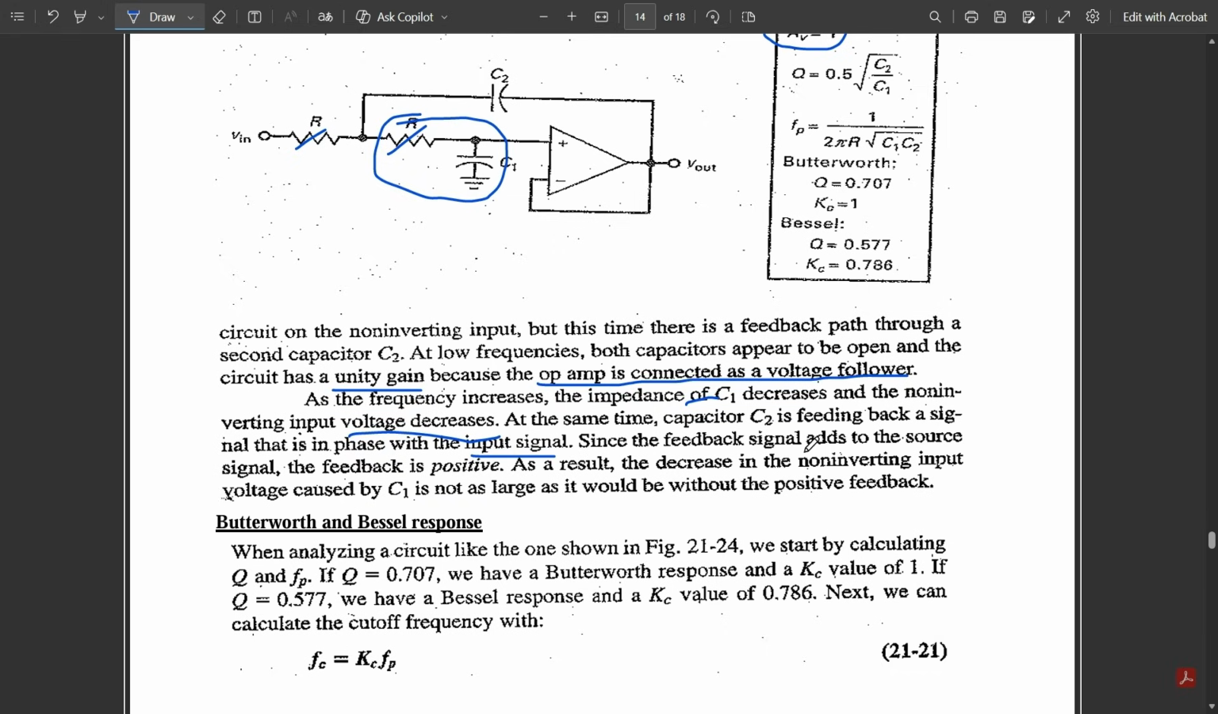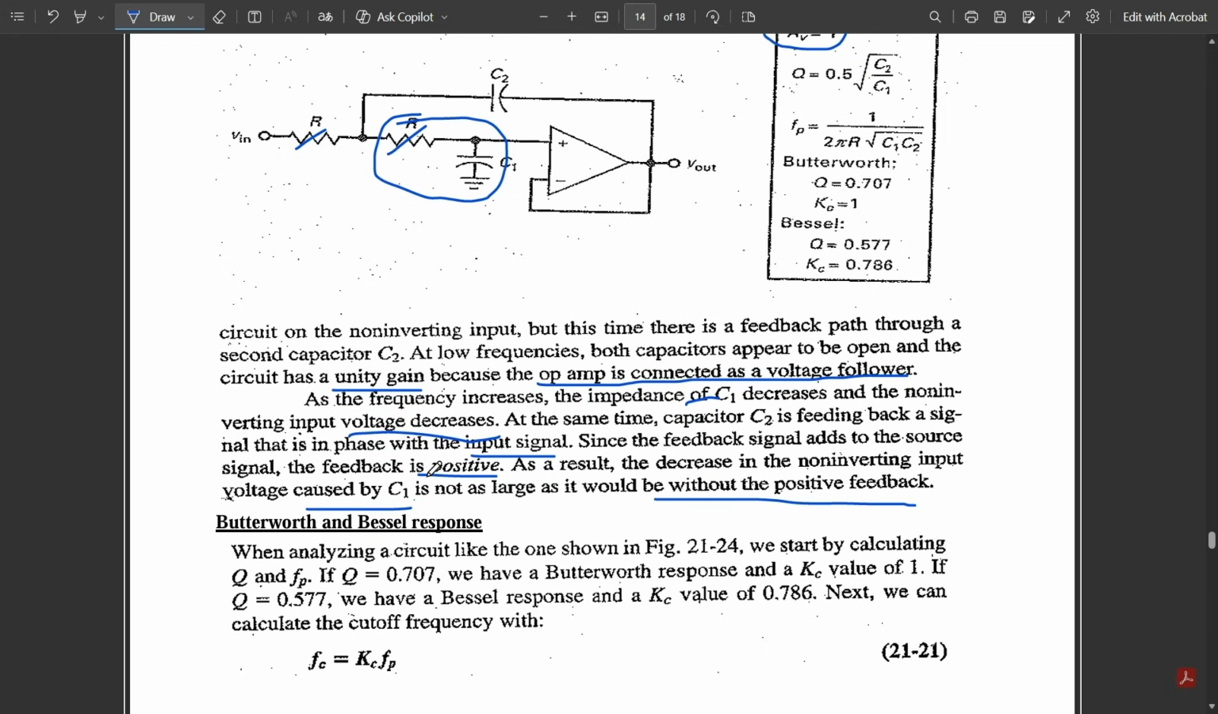Since the feedback signal adds to the source signal, the feedback is positive. As a result, the decrease in the non-inverting input voltage caused by the capacitor C1 is not as large as it would be without the positive feedback. So that's why these capacitors won't be affecting the complete overall connection of the circuit.